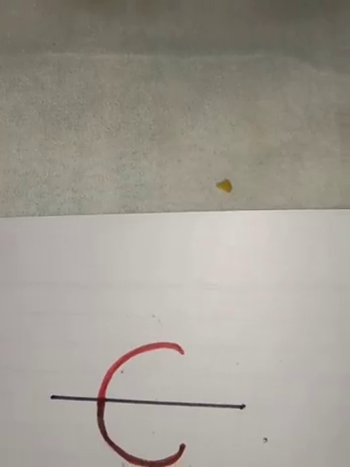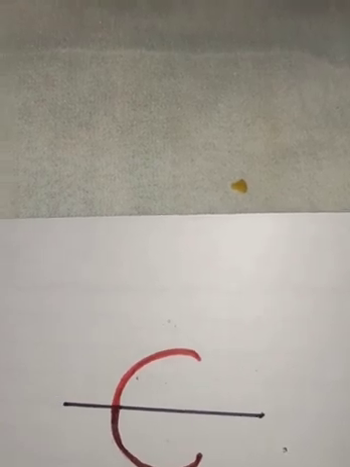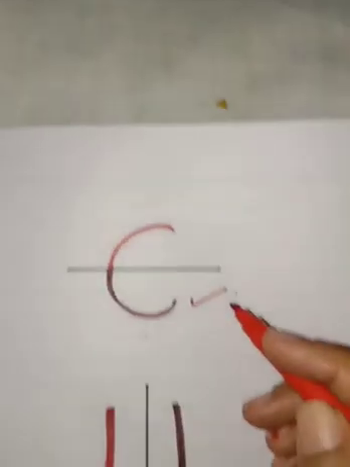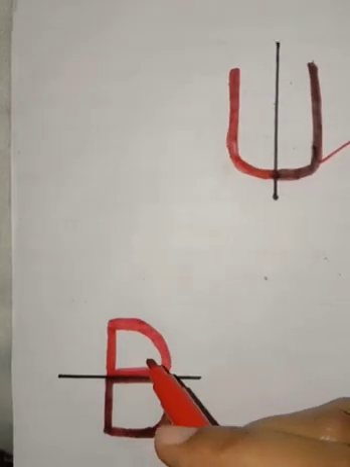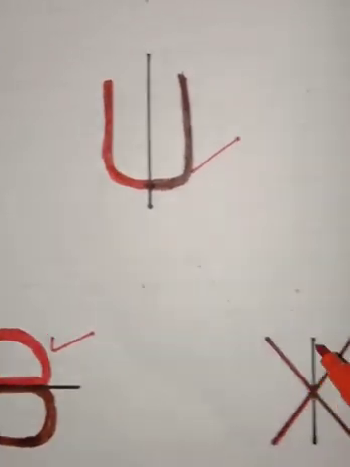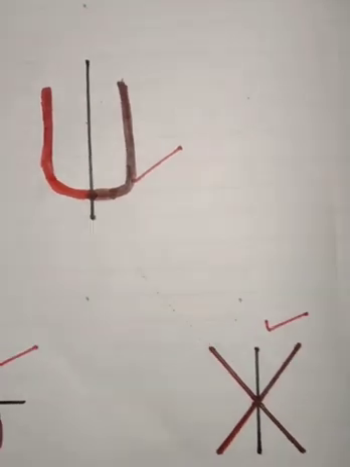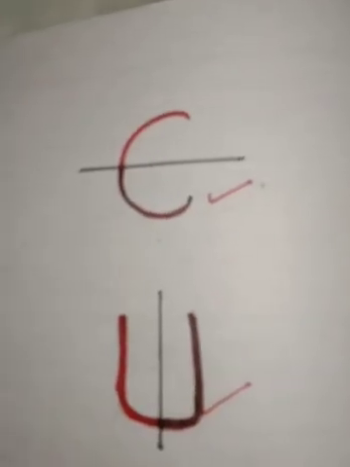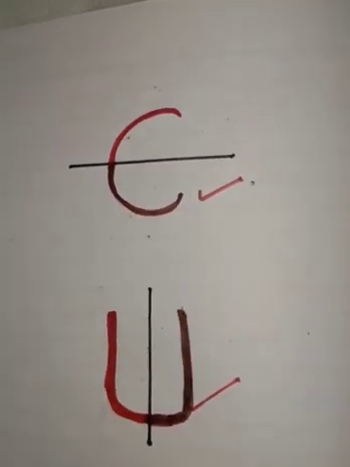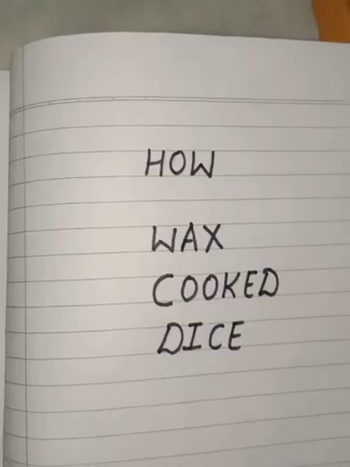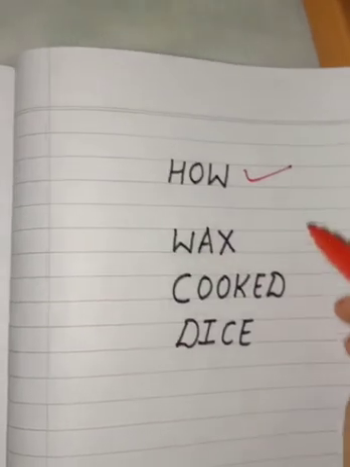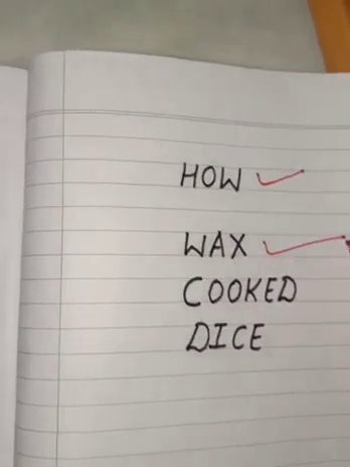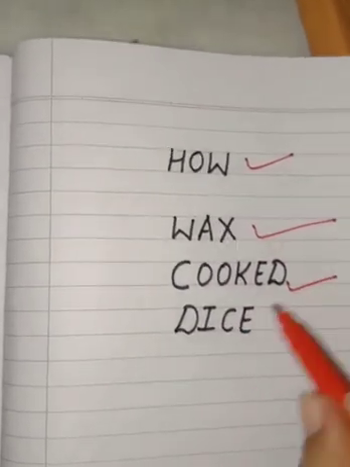Similarly, by solving other examples, you will get C, U, B and X. By using this rule, you can find out the words also. Your answer is here. The first word is how, second one is wax, third one is cooked, and the last one is dice.